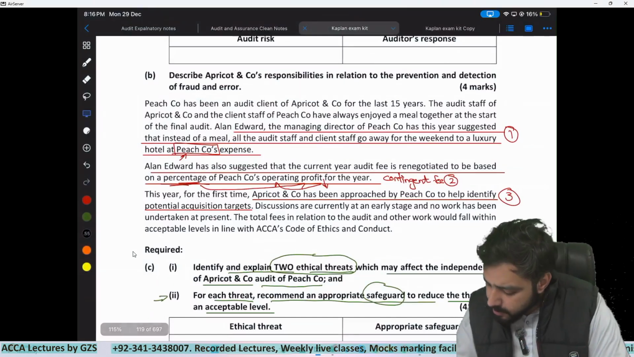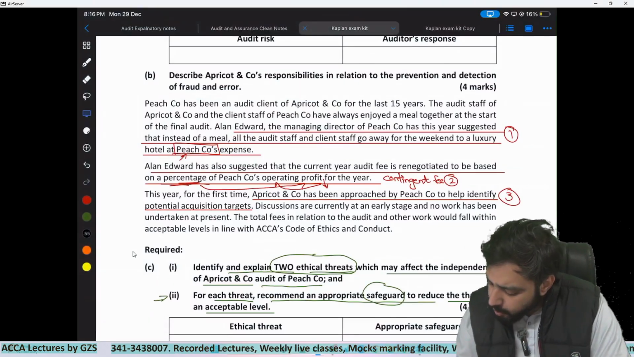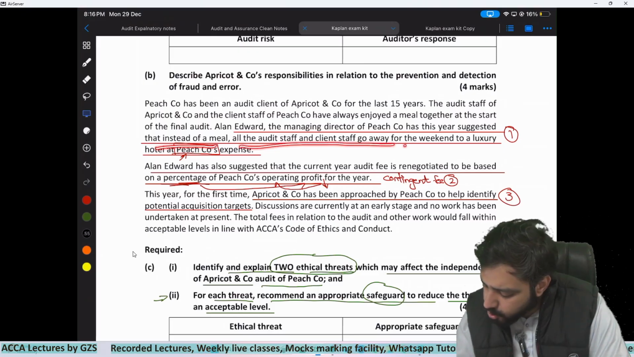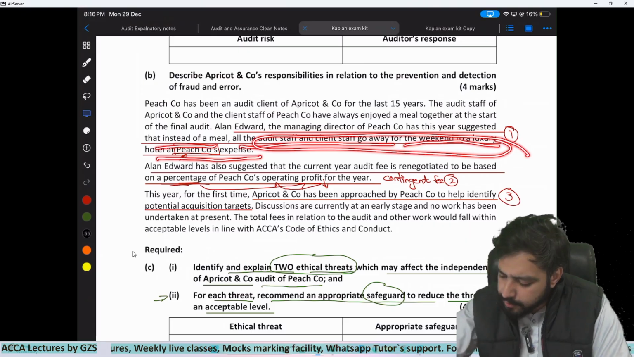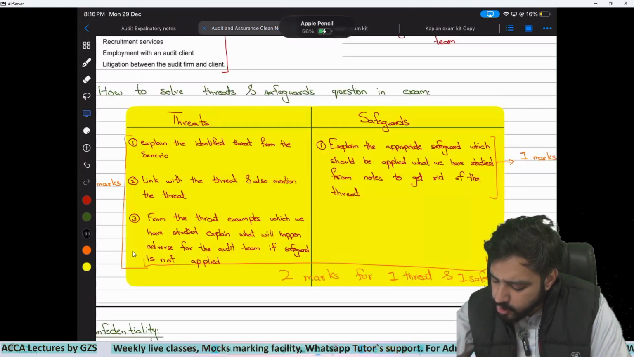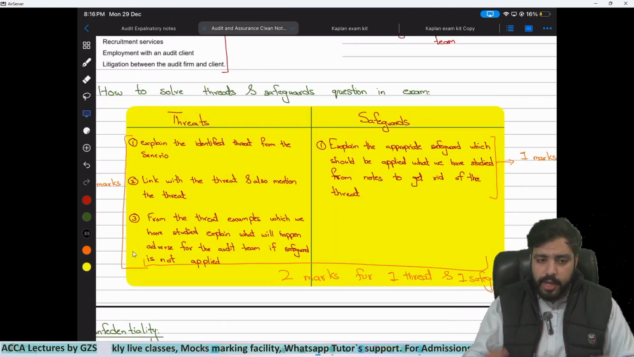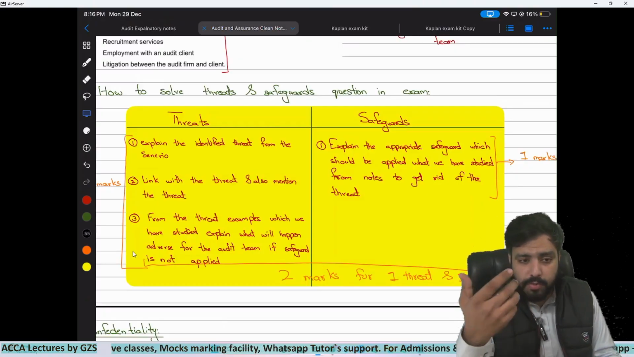So the first issue that we identified was: Edward, the managing director of Peach Corporation, has suggested that this year, instead of a meal, all the audit staff should go away for the weekend to a luxury hotel at Peach Corporation's expense. So the issue is this one, that they have offered us that we should go together on a luxury trip in a luxury hotel, and this would create a gift and hospitality threat.